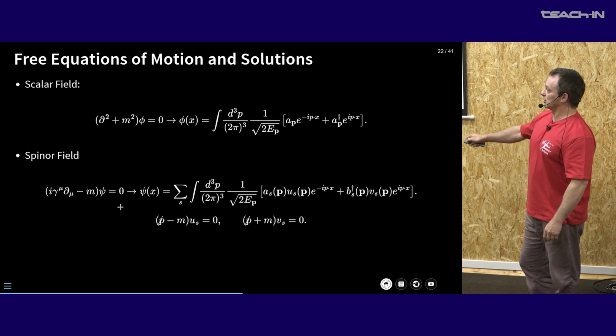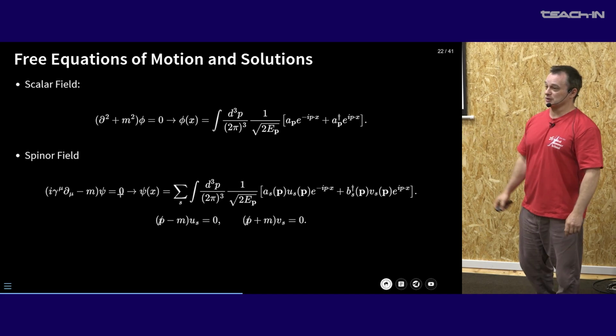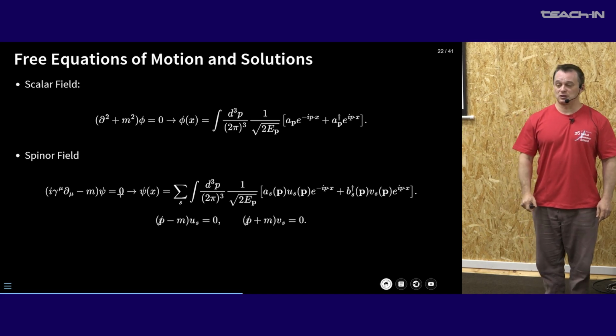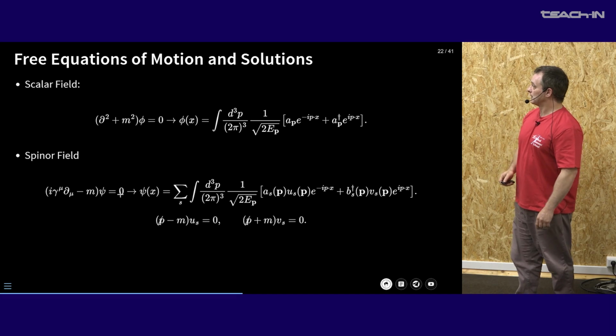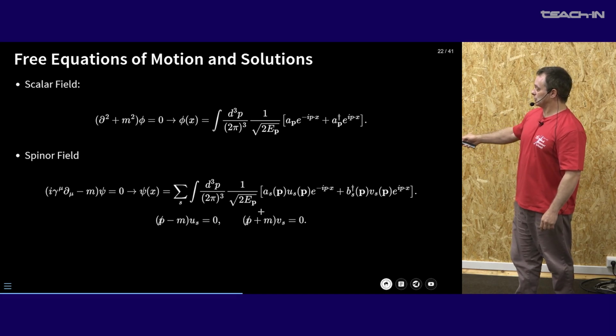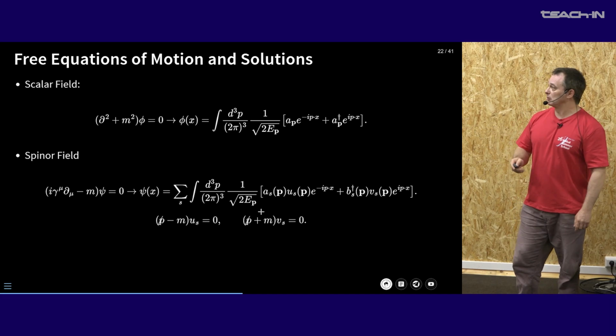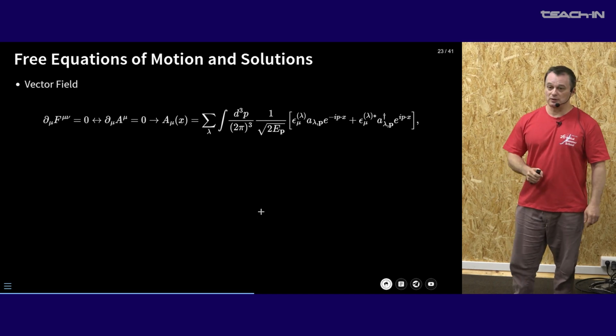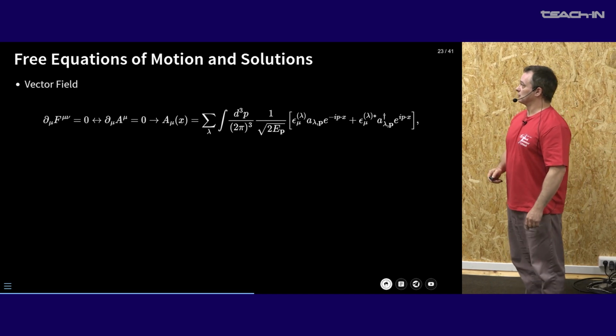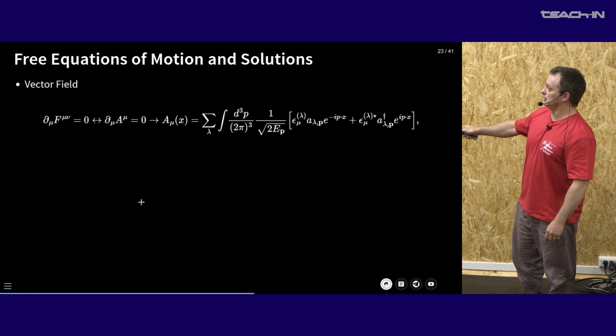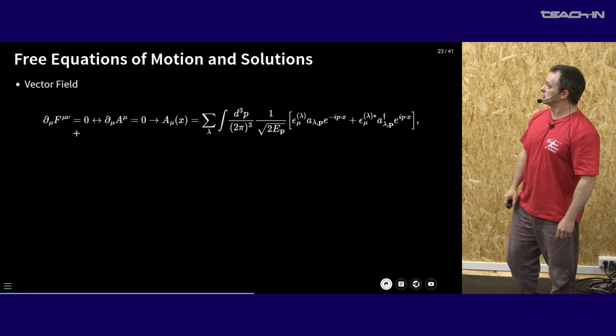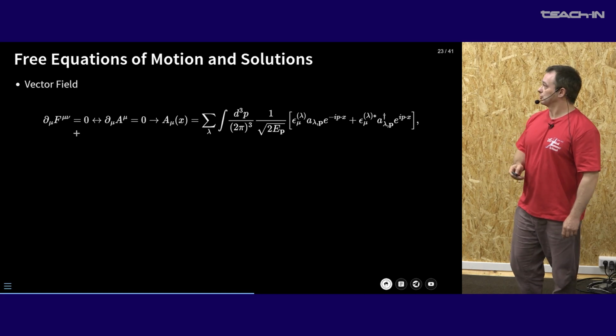Then there is a brilliant equation which describes spin 1/2. This equation is named after Dirac, and this is the solution of this equation. And finally, we have a particle with spin 1, or we call it a vector particle, and the equation which it obeys is the Maxwell equation.